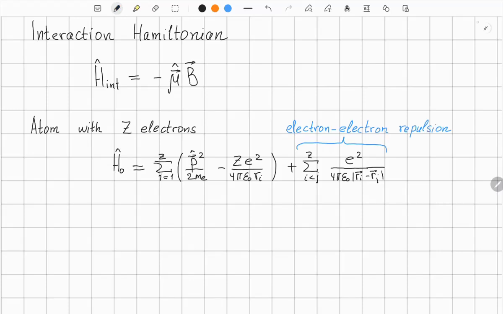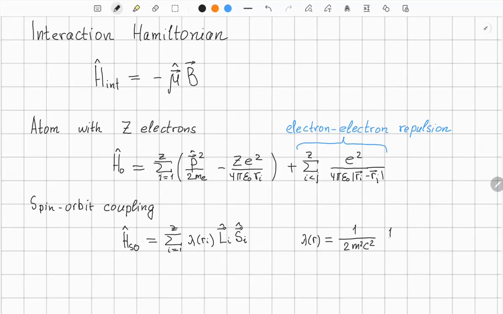In a more precise approximation, we also need to include the spin-orbit interaction in the Hamiltonian. This interaction is proportional to the scalar product of the spin and orbital angular momentum operators for each electron. The proportionality factor lambda is determined by the potential in which the atomic electrons move and is given by the following formula. Hence, the total atomic Hamiltonian can be written as the sum of the zero-order term and the term corresponding to the spin-orbit coupling.